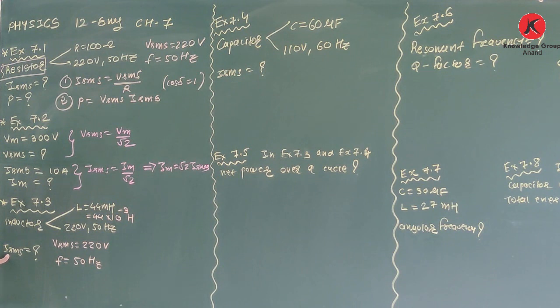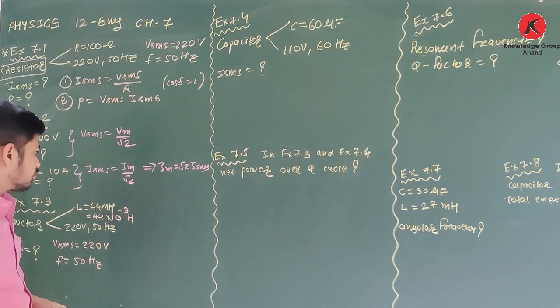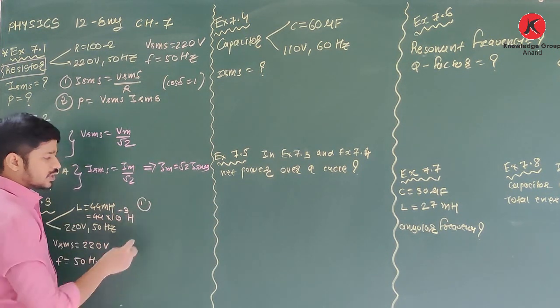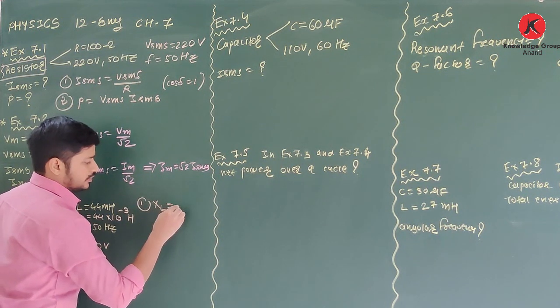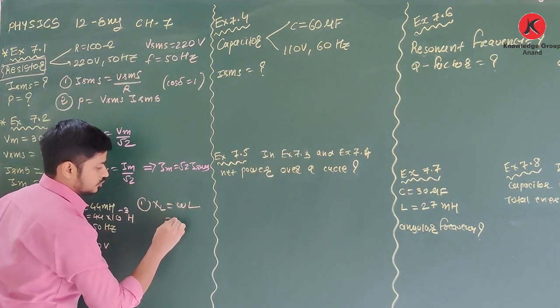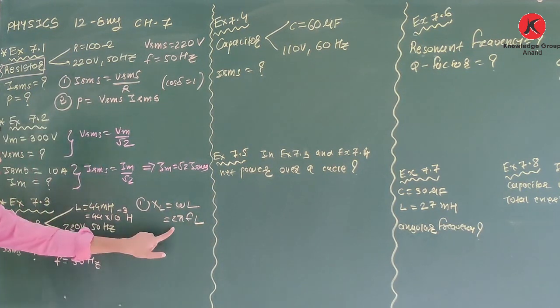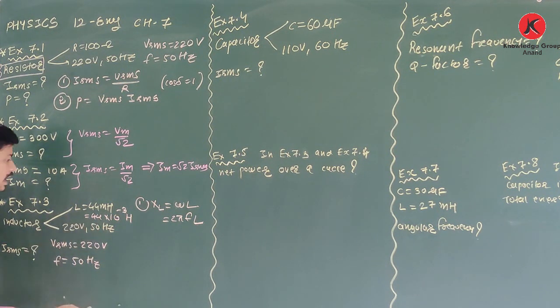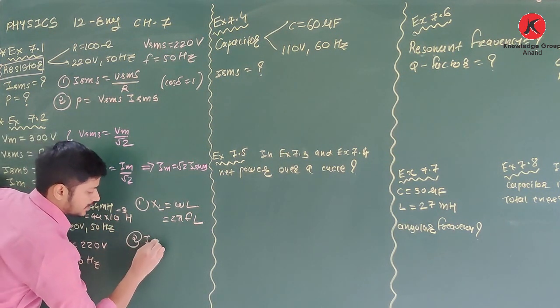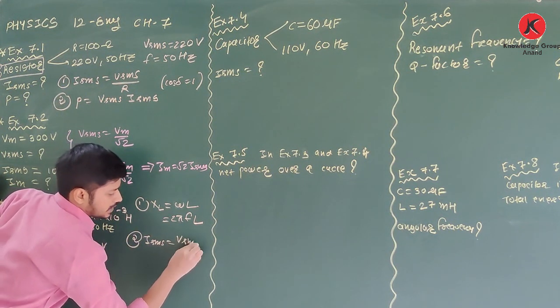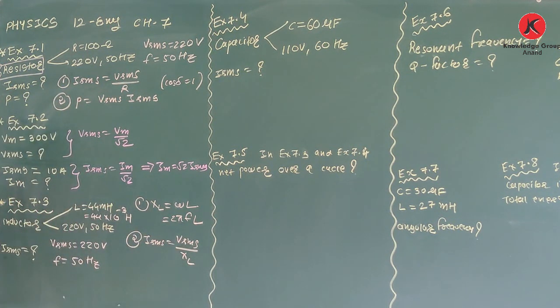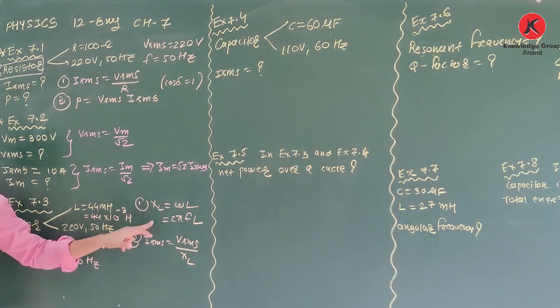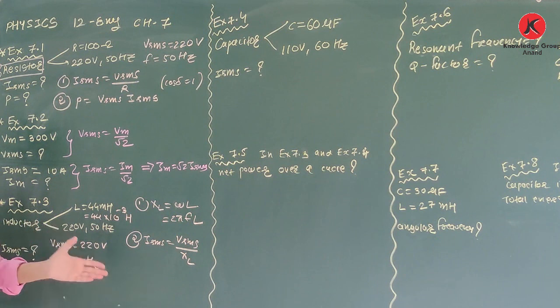Whenever you are given inductor or capacitor, first of all find inductive reactance or capacitive reactance. So here, first thing that you have to find is XL. XL is equal to omega L, which is 2 pi F L, that is 2 pi into 50 into 44 into 10 raised to minus 3. Now you find IRMS. IRMS is equal to VRMS upon XL. First of all find XL and then put in this equation. So it is a question based on inductor. First question was based on resistance.